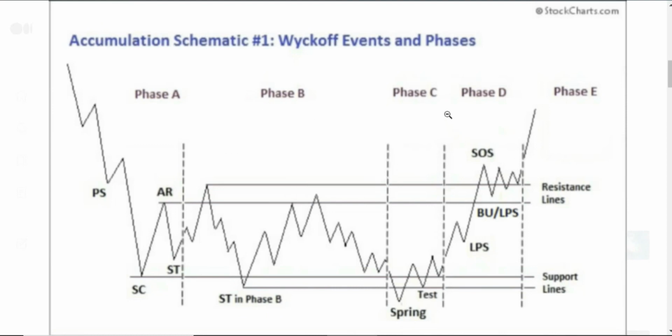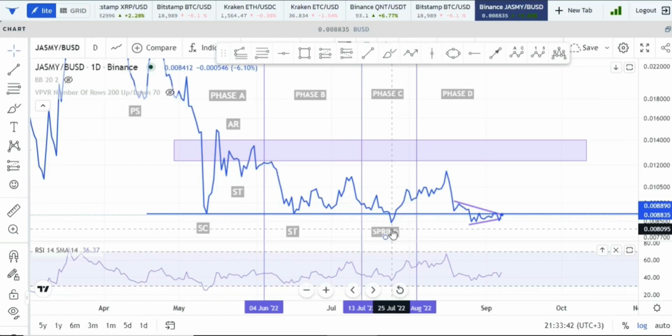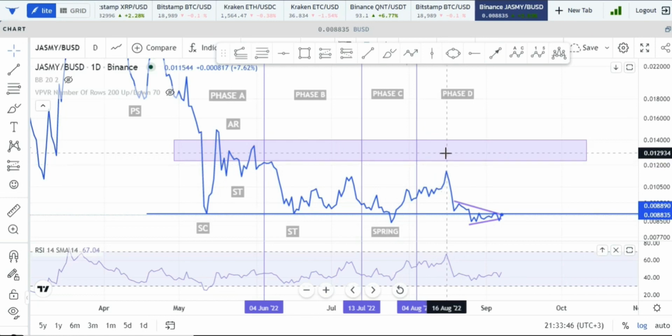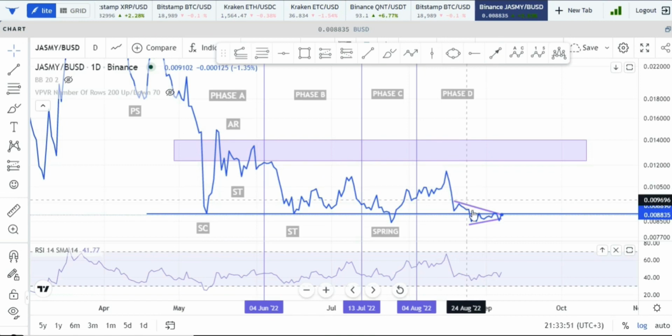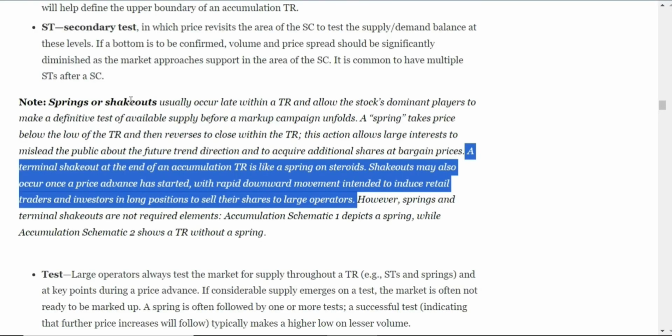The problem we are facing with the JASMY price chart is not all of these things. It's just in phase D right here, where you can see that with our schematic on the JASMY price chart, in phase D, we are actually supposed to be going out of the trading range, but instead we got massively rejected right here. In the last video, we talked about this, that this is something that you can expect.